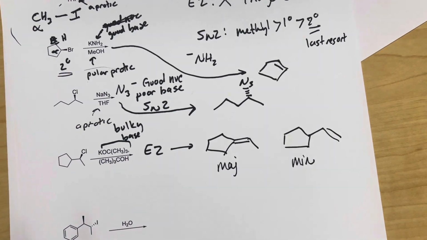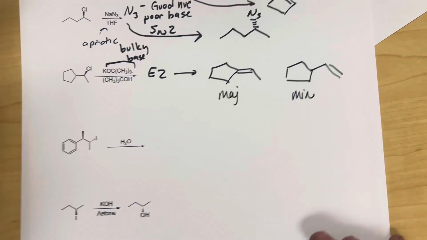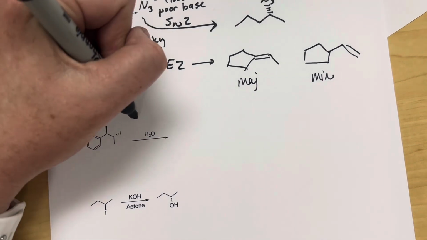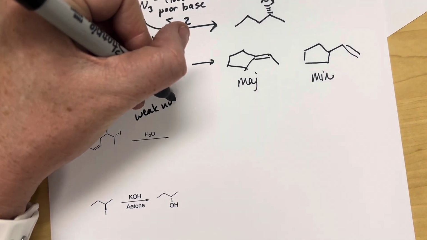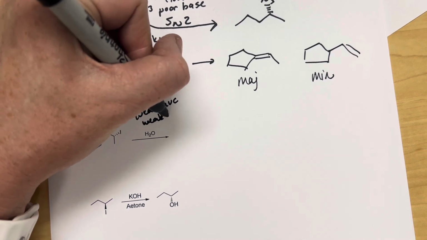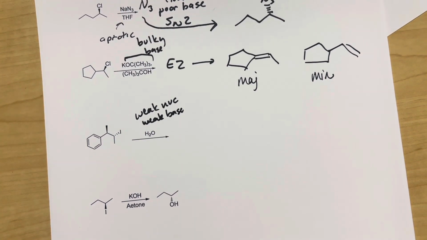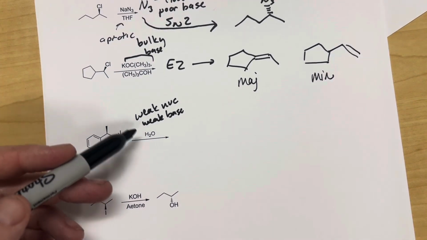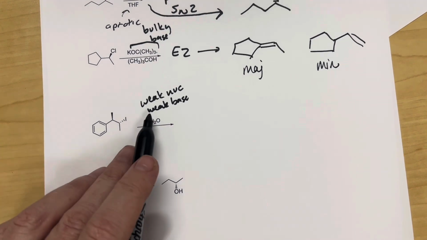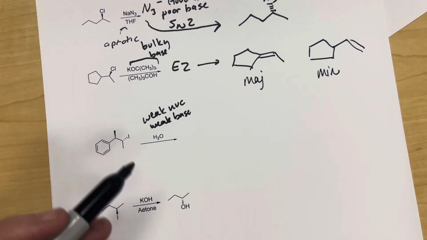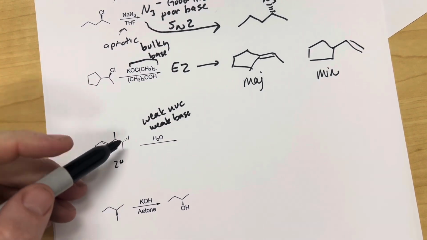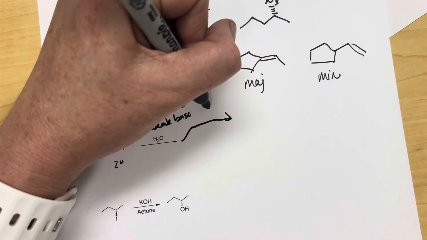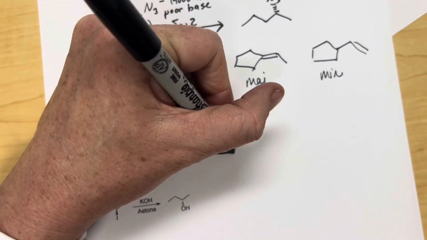All right, moving on. Ooh, we're getting through it. Okay, so here we have water. We see water and we immediately think weak nuke. It's a weak base. So it's going to be crappy at any of the twos, at E2 or SN2. So we know it's going to be SN1 and E1. There's no other information around. This is secondary, which is telling you that it can happen. So let's go ahead and proceed via both, SN1 and E1.